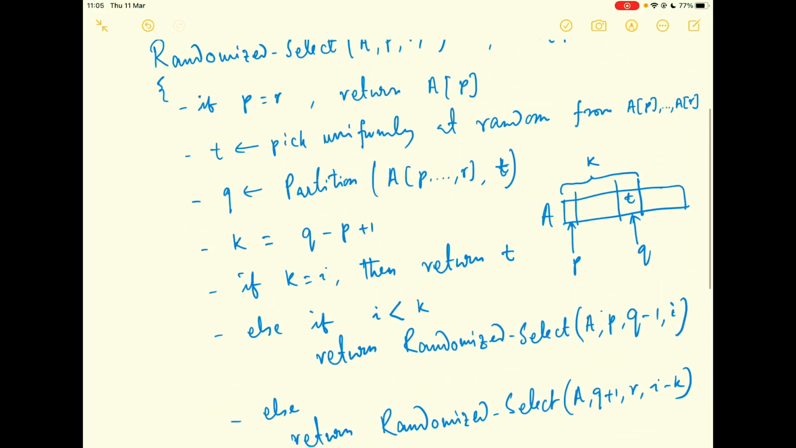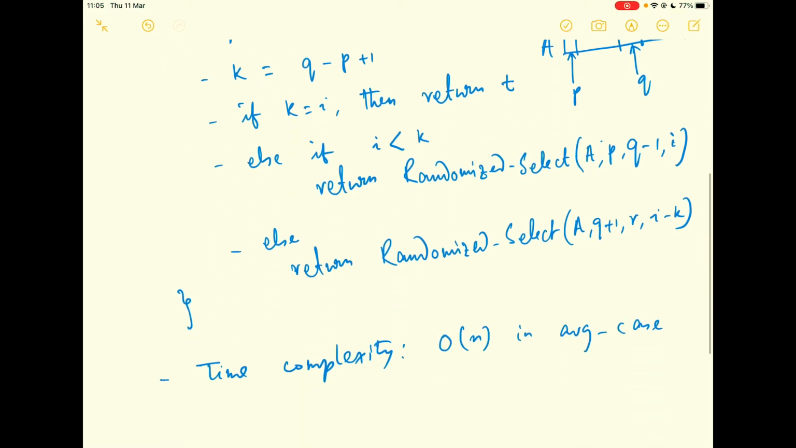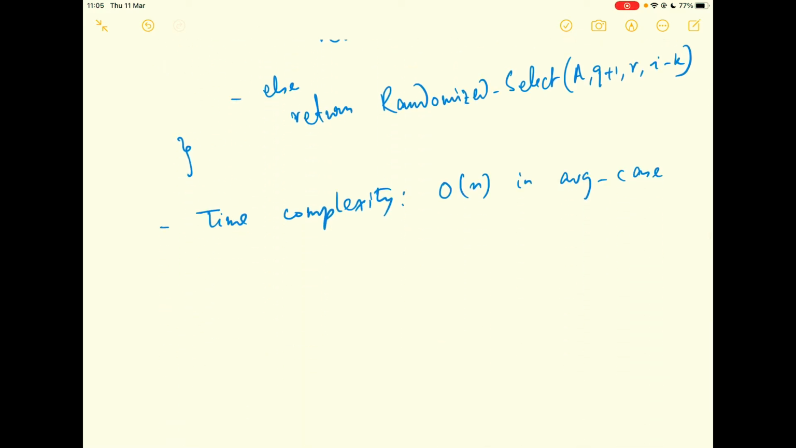But in the worst case, the pivot that you are picking can be really bad, and these two parts could be really unbalanced. One part may have, say, always 1 or 2 elements, and the other part has order n elements. So in this case, your recurrence relation will become T(n) equals T(n minus 1) plus order n. The partition takes order n. So in the worst case, the time complexity is order n squared.